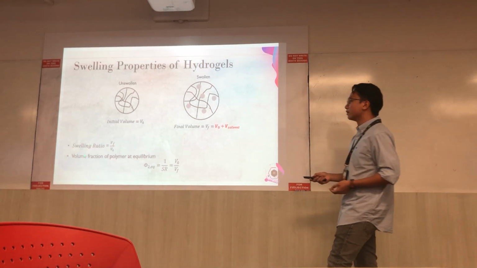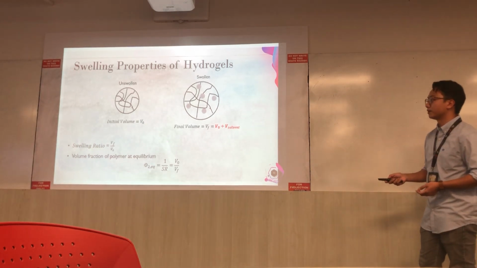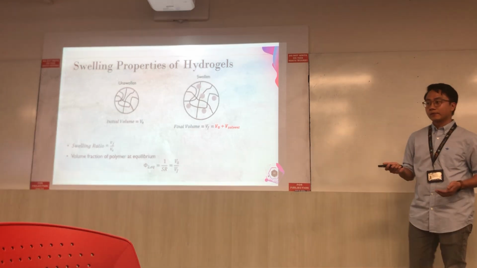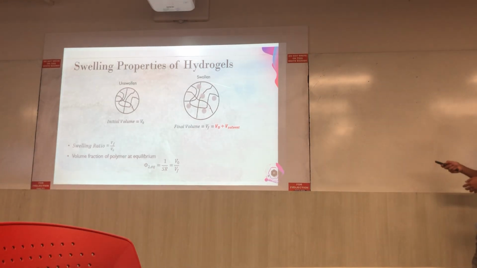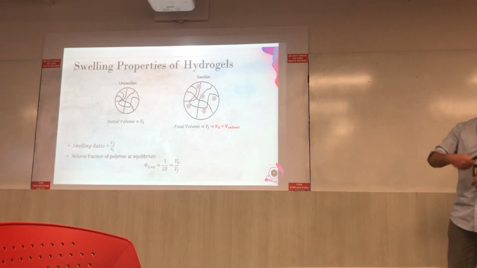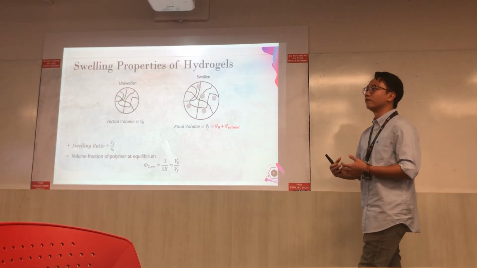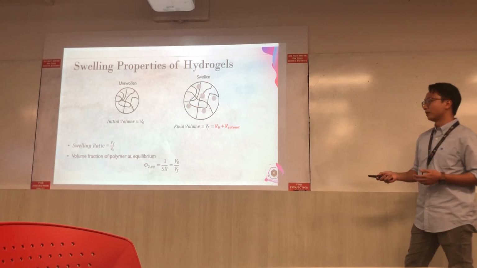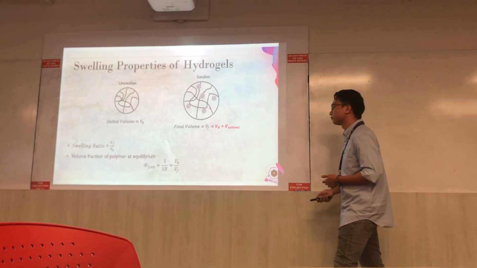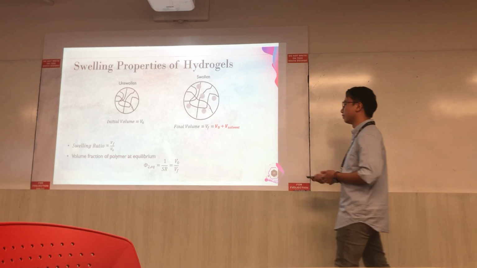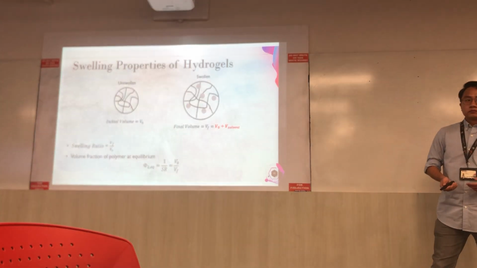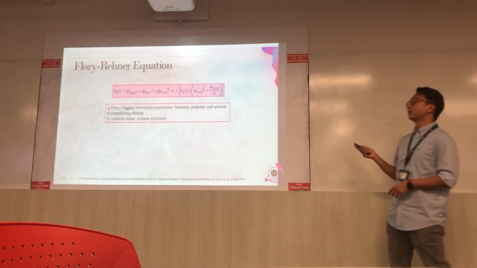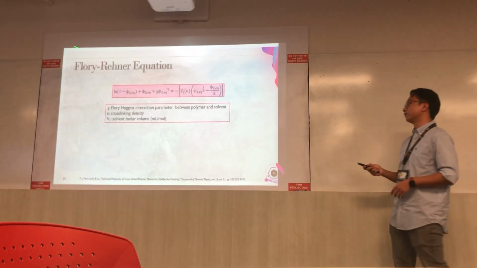And the inverse of this swelling ratio is your volume fraction at equilibrium. The key thing here is at equilibrium. If I'm going to study the swelling property of a hydrogel, usually you put it in a suitable solvent and give it enough time to reach swelling equilibrium. Then you take the swelling ratio and you know the volume fraction, which is your phi at equilibrium. Any questions?